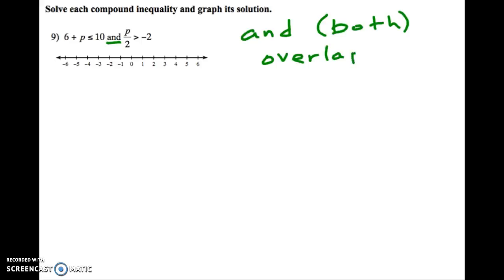Let's take a quick second. Look at what and means. And means that the answers we get, or the solutions, must work for both of the equations that are given. As far as the graph goes, we are generally looking for the overlap in the answers. So we want the numbers that work for both equations.